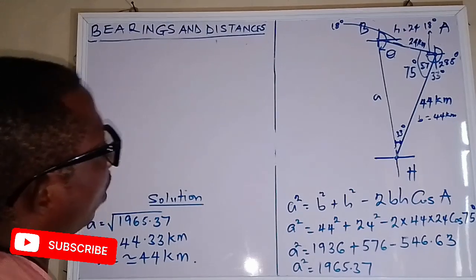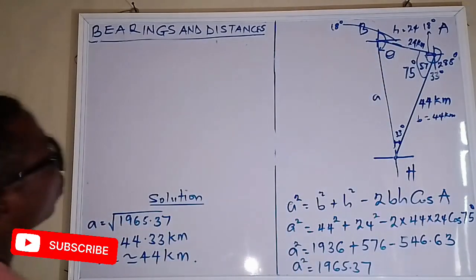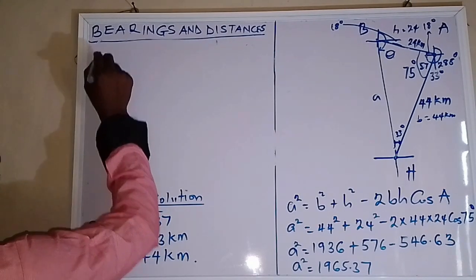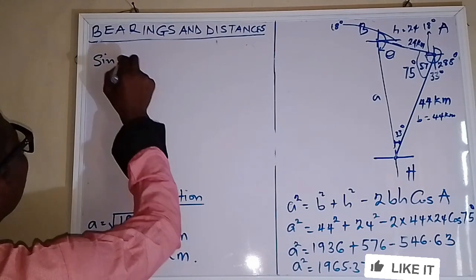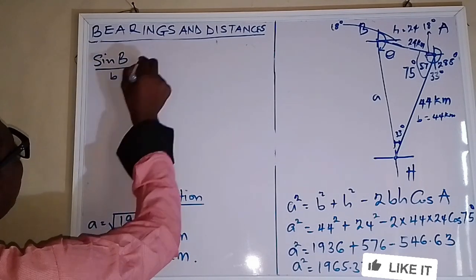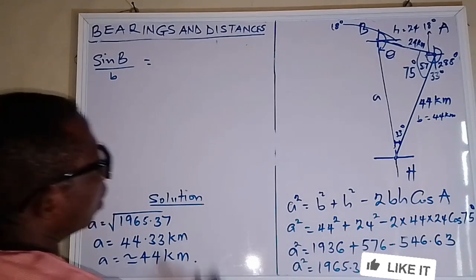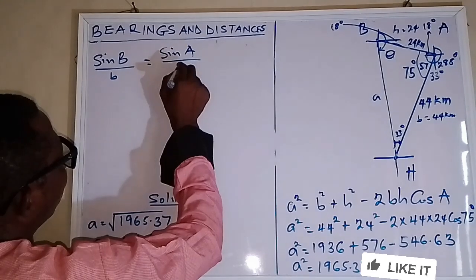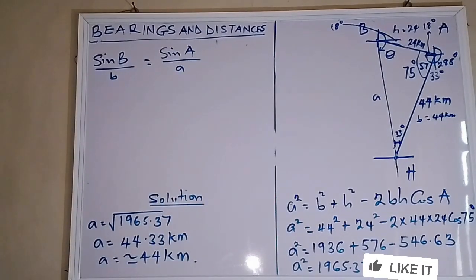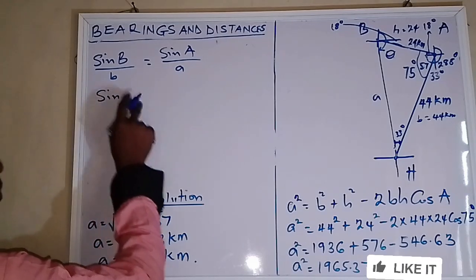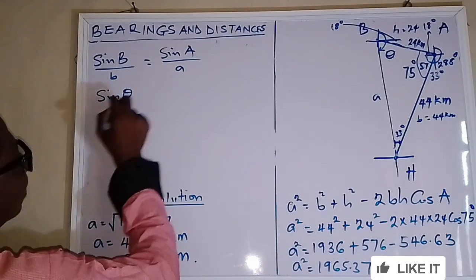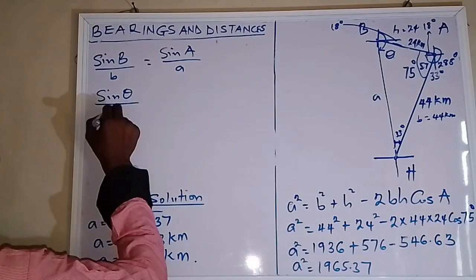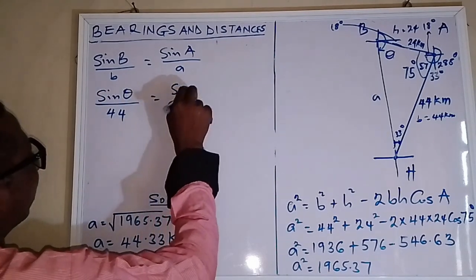Okay, so we need to get this. So we make use of sine rule. Sine B over small b equals sine A over small a. All right, so sine B, what is angle B? That's what we are looking for. That's theta over small b, that's 44, equals sine A, 75.